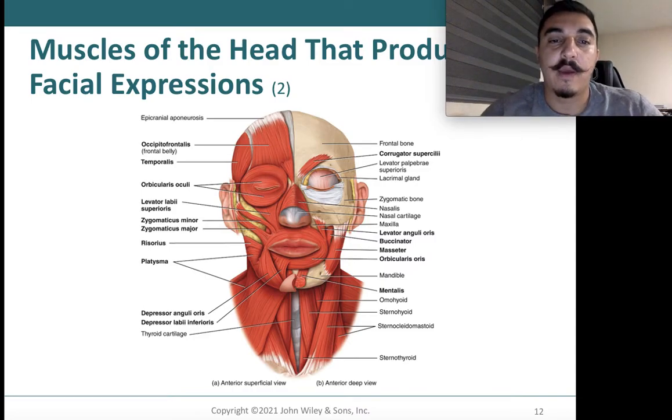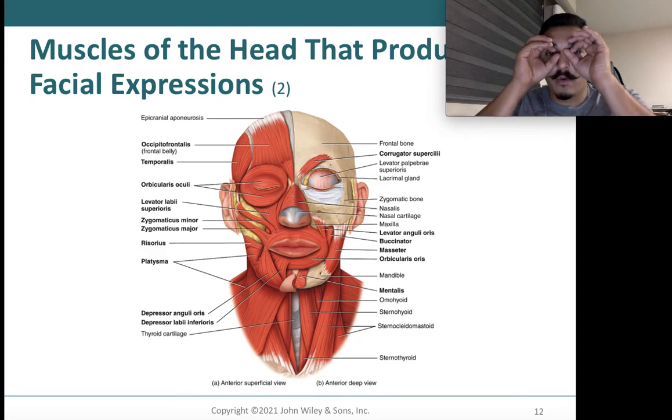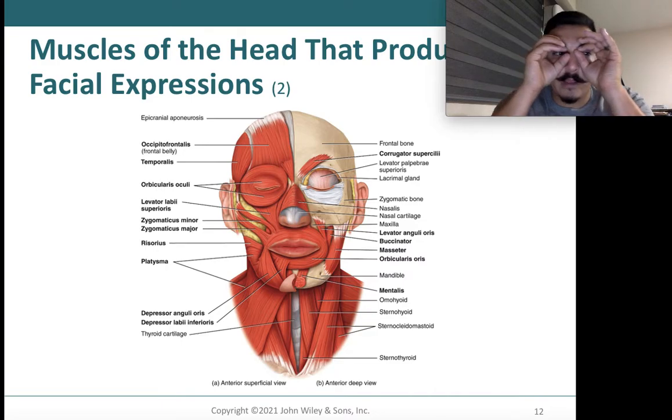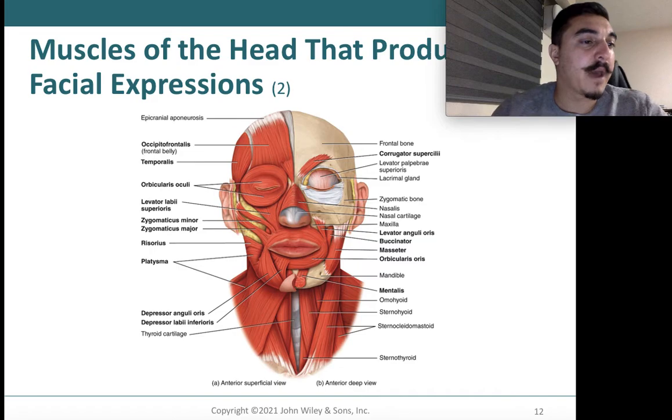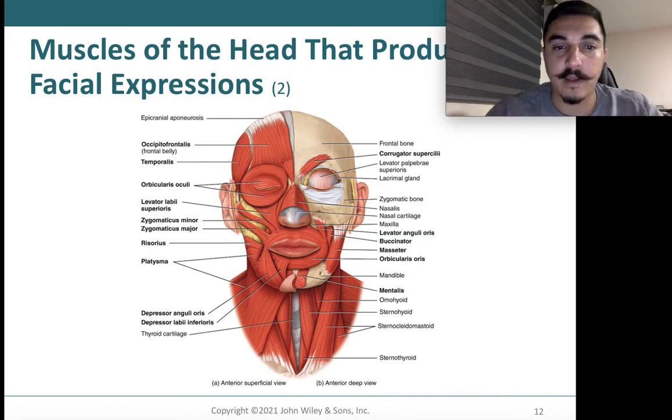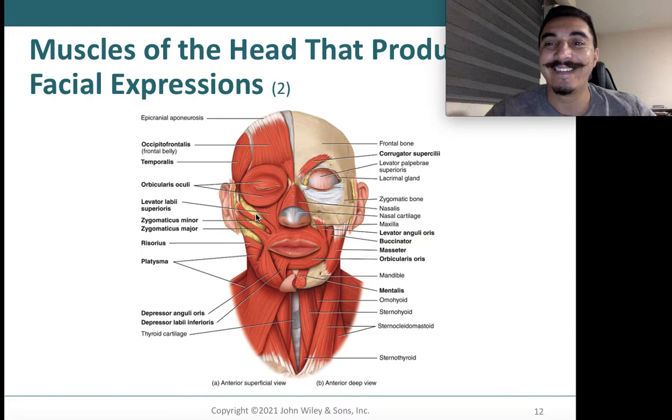You have the temporalis, which is going to be on the side. The orbicularis oculi, the circle muscles around our eyes. The zygomaticus major, so we're going to attach to the zygomatic bone. Here's a major one on the bottom, and here's a minor one closer to the top. I'll make a lot of facial expressions so you can see my muscles.